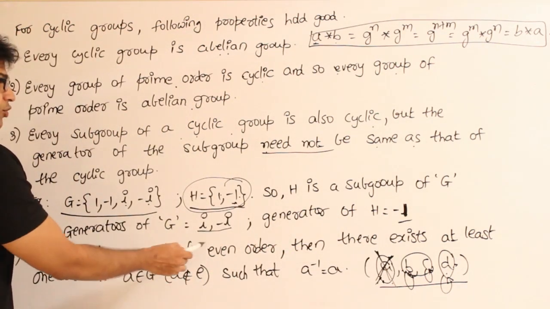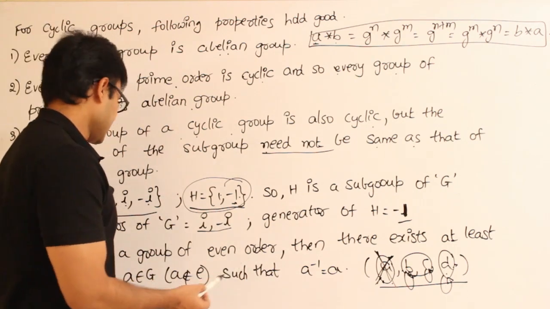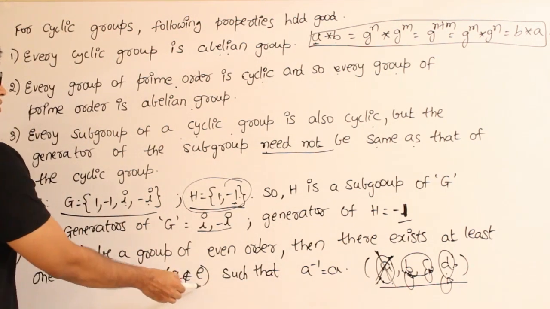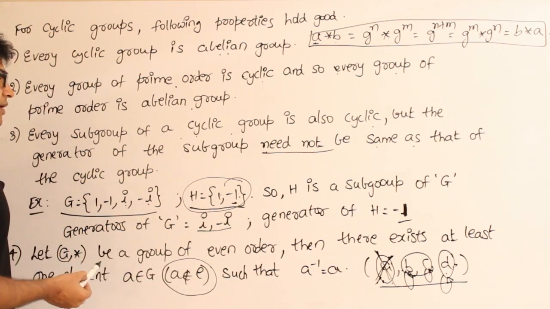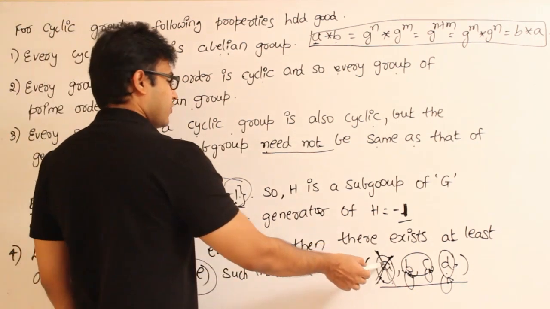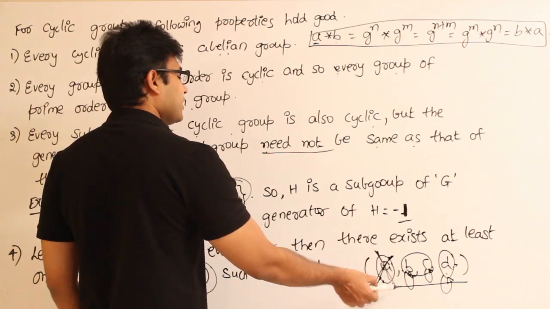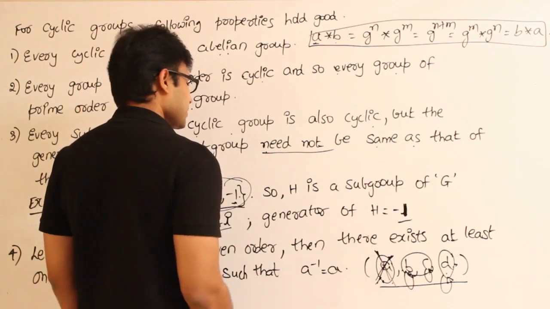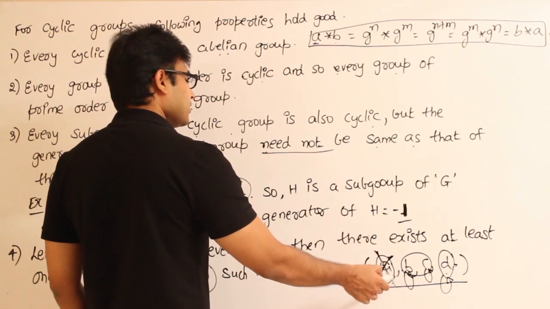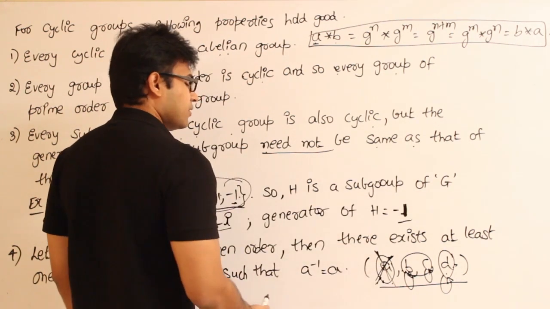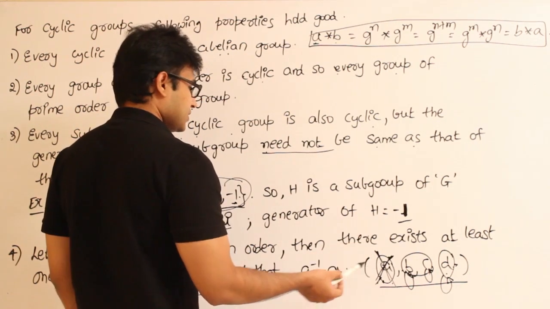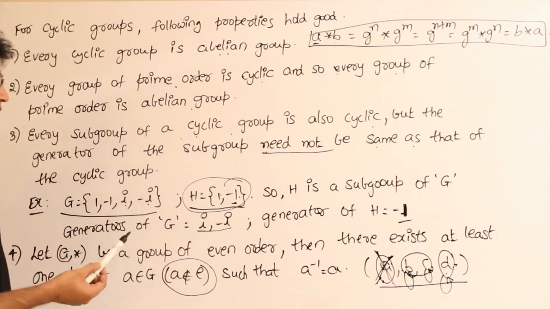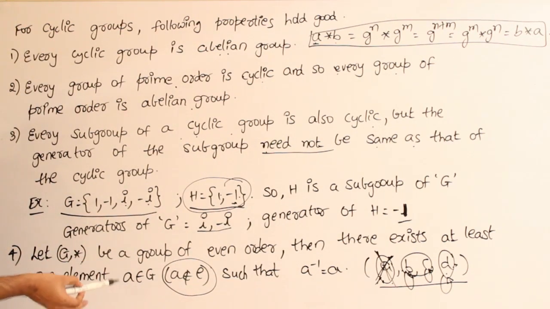Let G comma star be a group of even order, then there exists at least an element A belongs to G and A is not equal to identity element, which means other than identity element also. Why? Because identity element is already having itself as the inverse. So even if you remove identity element, there will be somewhere one element which has to be inverse of itself. The reason is simple. Why we need that element to be inverse of itself is it will not have any other element to pair up with, right?